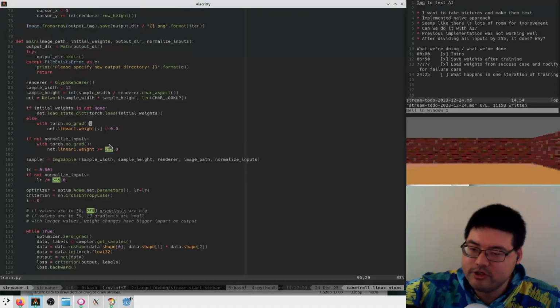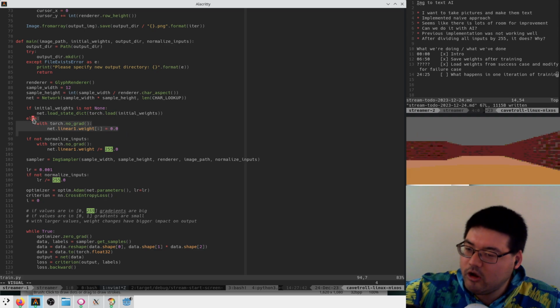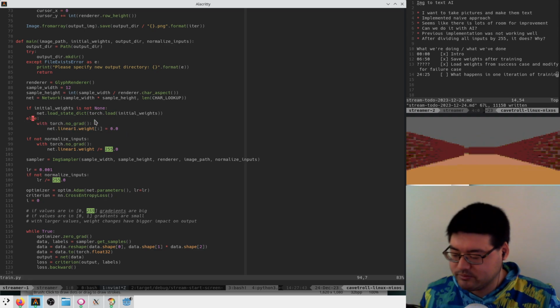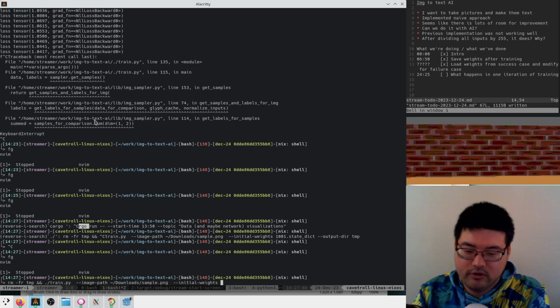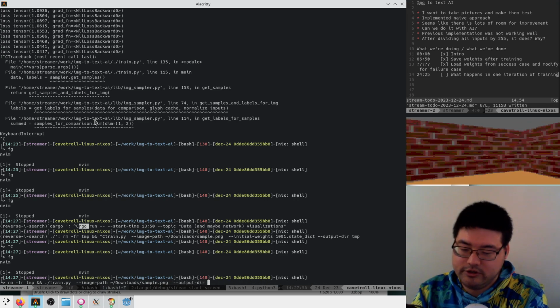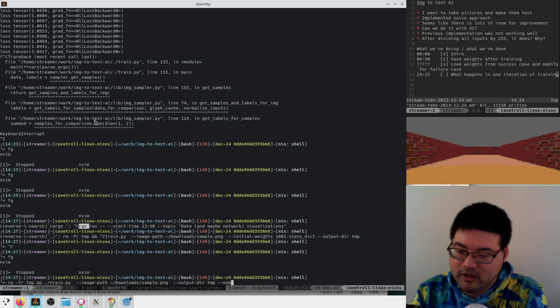Okay, so we were going to try initializing all of our weights to 0 and see if we get more consistent results between the two. So let's try training with normalized inputs. Output, dir, temp, normalize inputs.